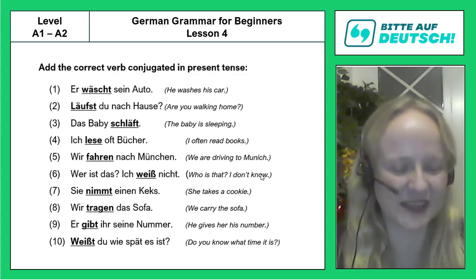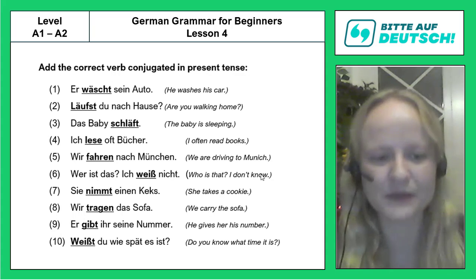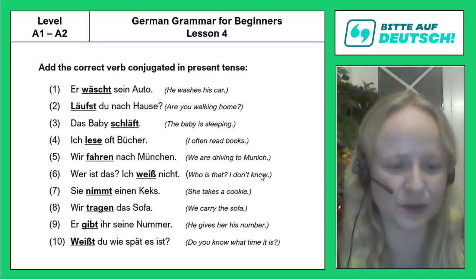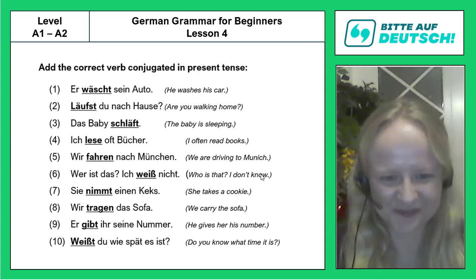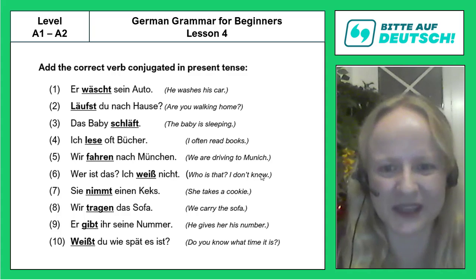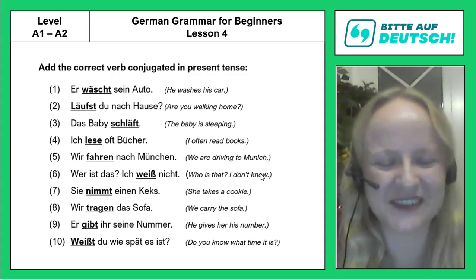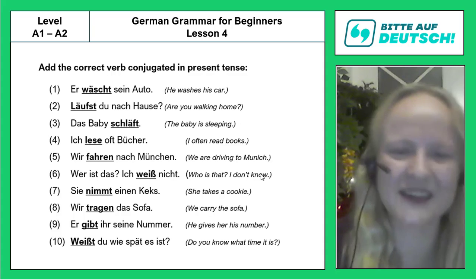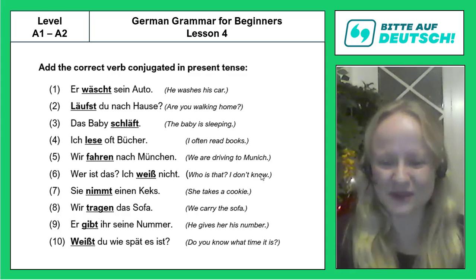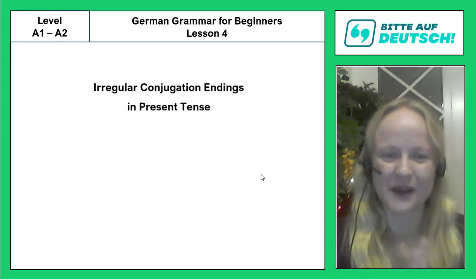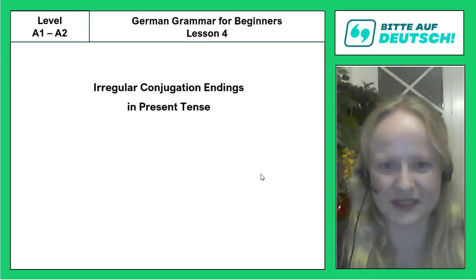Okay, so we conjugate again. Wissen, to know, that is the infinitive. The stem changes for du, for second person singular. Weißt du, wie spät es ist? Okay, that was a quick enough revision of the solutions to the exercise for lesson number 3. And lesson number 4 is going to contain its own exercises also. So let's get back to lesson 4 now and talk about irregular conjugation endings in present tense.